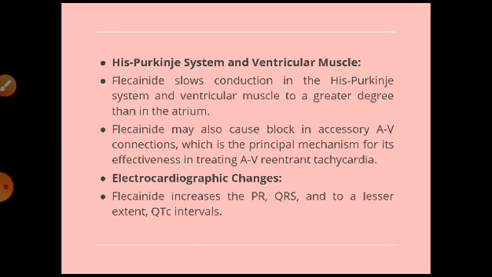His-Purkinje system and ventricular muscle: flecainide slows conduction in the His-Purkinje system and ventricular muscle to a greater degree than in the atrium. Flecainide may also cause block in accessory AV connections, which is the principal mechanism for its effectiveness in treating AV reentrant tachycardia. Electrocardiographic changes: it increases the PR and QRS, and to a lesser extent the QTc interval.